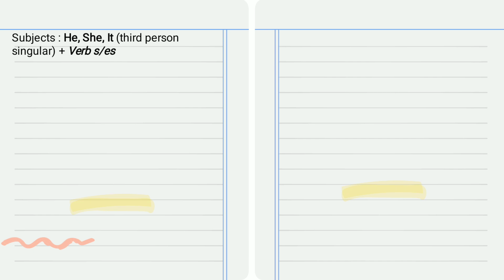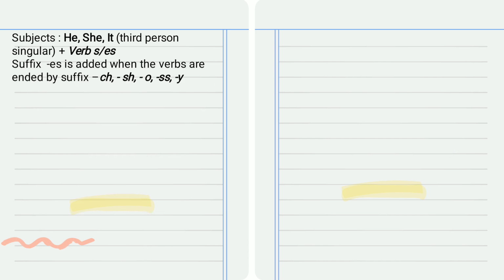The suffix es here is added when the verbs end with ch, sh, o, ss, and y.